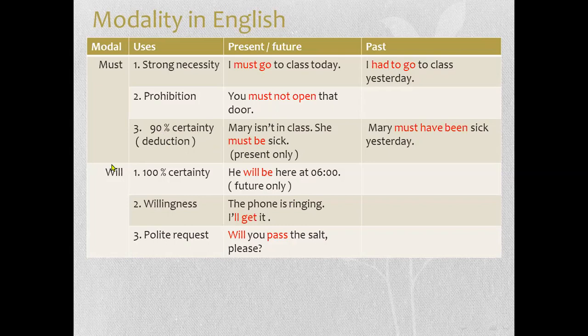And here you can see the modal will. It has three meanings. The first is 100% certainty: He will be here at five. Future only, not present, not past. Willingness: the phone is ringing, I will get it, without planning. And here there is no past tense of willingness. And polite request: Will you pass the salt, please? This is the polite request, the third meaning of the modal will.